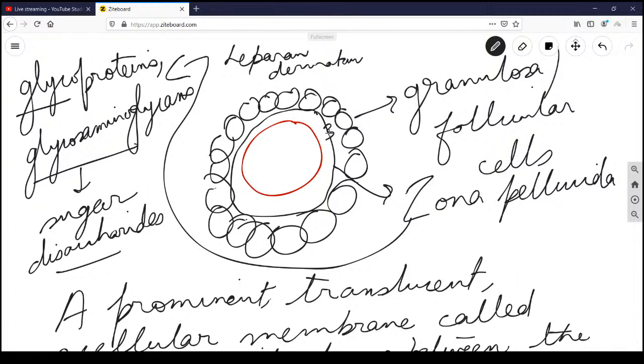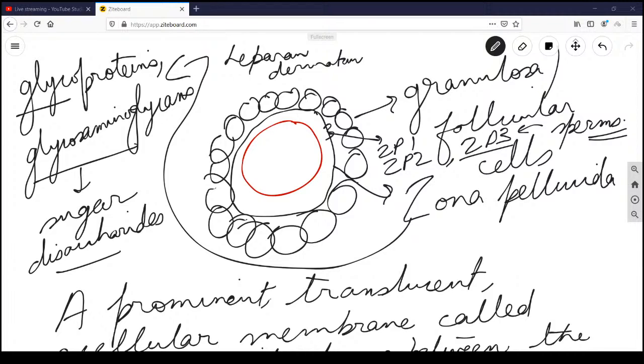They also have specific receptors like ZP1, ZP2, ZP3, zona pellucida 1, 2, 3, which will bind to what? Which will bind to the sperms. Very, very important. They have specific sperm binding receptors as well, which bind to the zona pellucida layer.